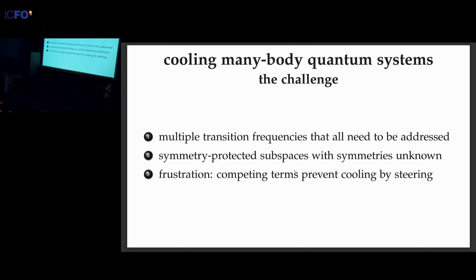And of course, another hallmark of many-body systems is frustration, which means that we have competing terms that we cannot cool, so cooling locally will not work. And also steering, so I'll introduce what I mean by steering, will not work in this case.